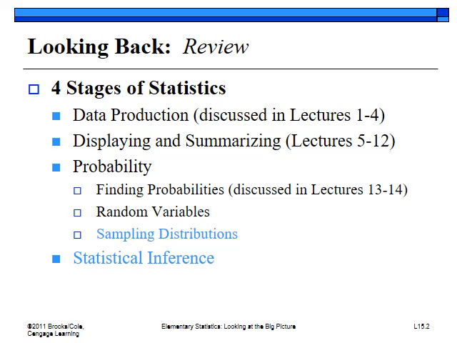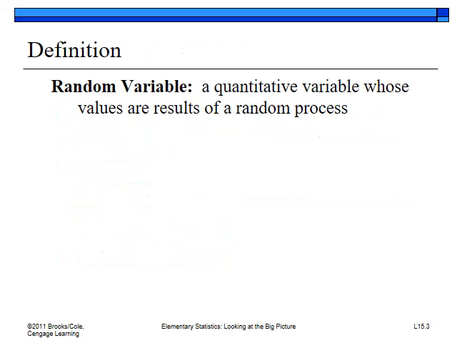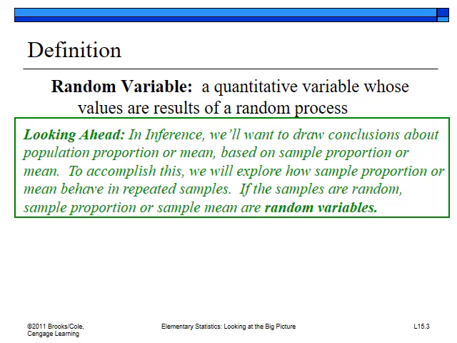In the 4 stages of statistics, we're covering probability and random variables. Let's look at some definitions. A random variable is a quantitative variable whose values come about as a result of some random process. We'll see several examples later on in this presentation.